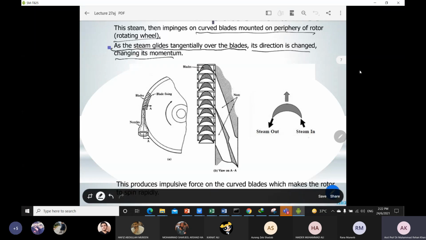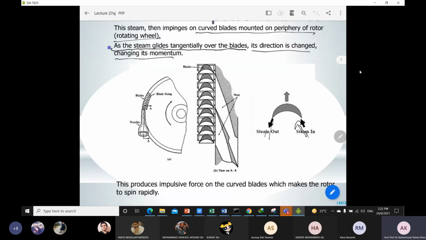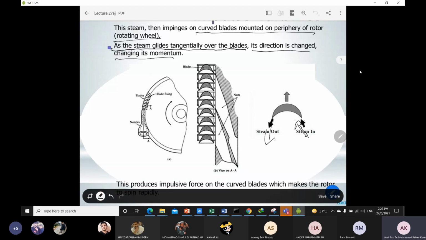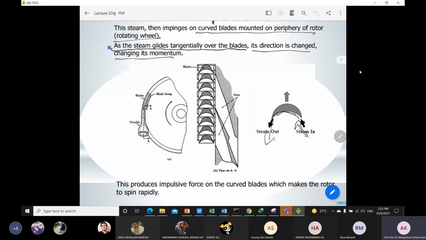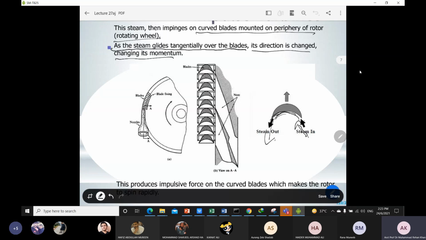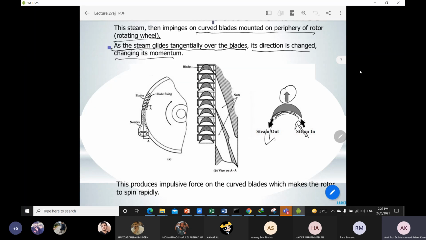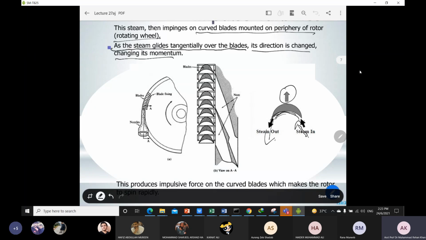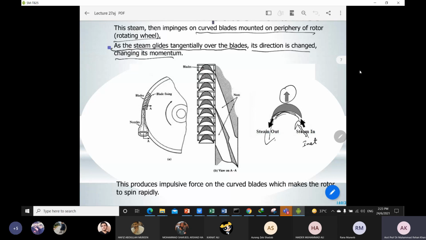Here the steam is coming in and going out, assuming this is frictionless; if there is friction, then we have to include the friction effect as well. Due to the impulse force generated at this side, the blades start rotating. We call this portion the inlet and this portion the outlet.